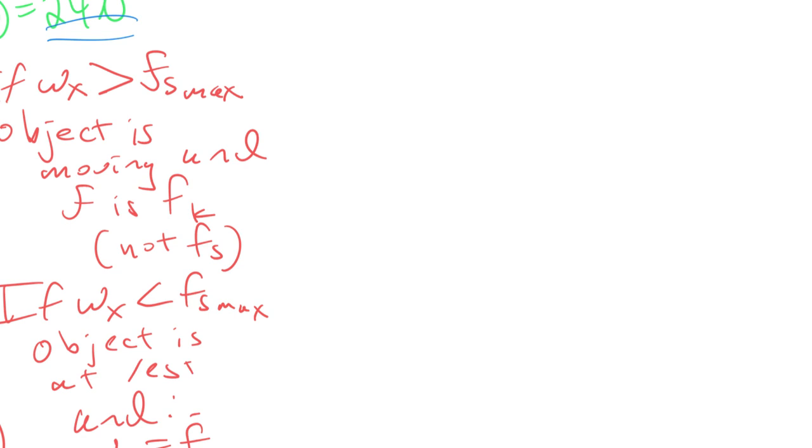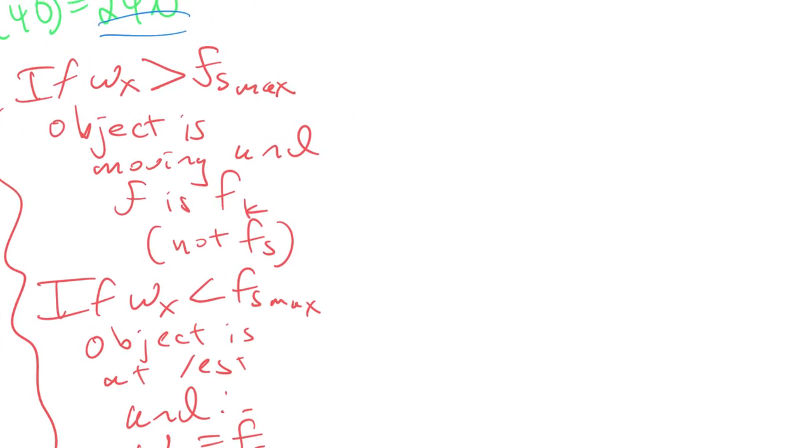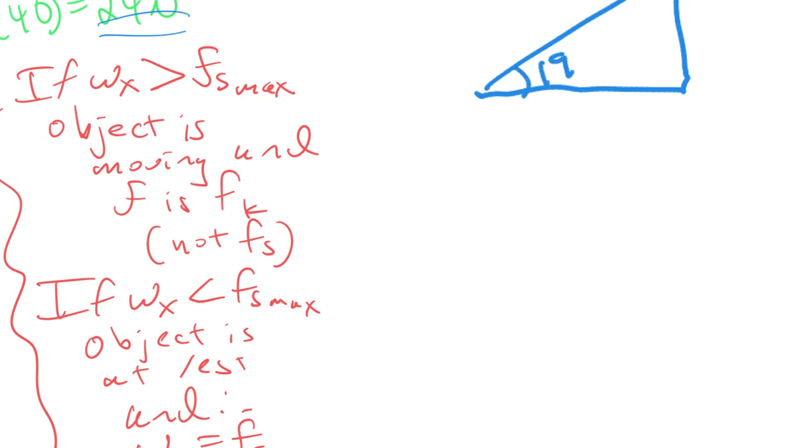The last question I have is shown over here on the right. Sam pulls a 30 kilogram box up a 19-degree incline. So let's draw the picture. Here's the inclined plane. This is 19 degrees. Here's the box. Sam's pulling it upward. Let's call that tension. He's using a string.